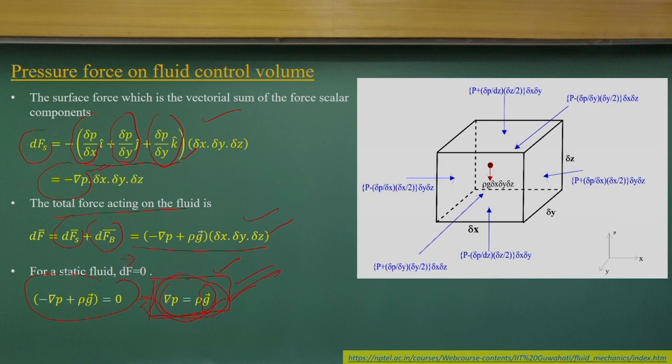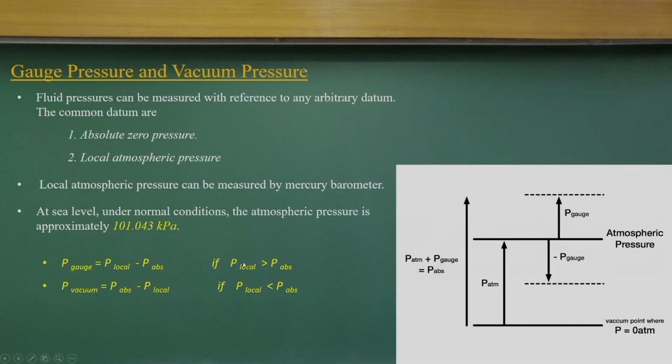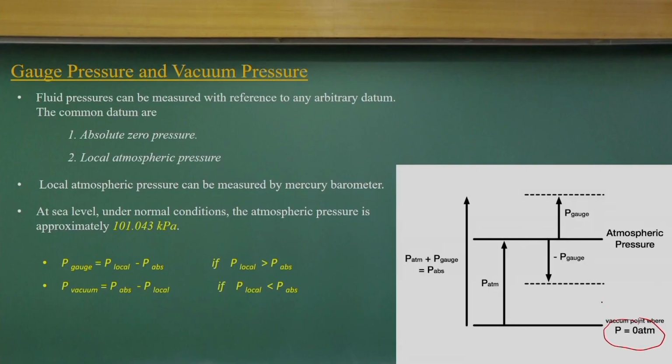The gradient operator of P is equal to rho g, where g is the vector component of acceleration due to gravity. Now, what we are going to discuss is gauge pressure and vacuum pressure. The question is, what is your datum to measure the pressure? Whether you have an absolute zero pressure, that means a vacuum, from which you are measuring the pressure, or you consider the local atmosphere to measure the pressure. There are two conditions from where you can measure the pressure. It could be the absolute vacuum point where the pressure is equal to 0. Theoretically it is zero pressure, you have a vacuum where the pressure is zero and you are measuring from it. That is what we call absolute pressure, that means you are measuring from absolute zero pressure.